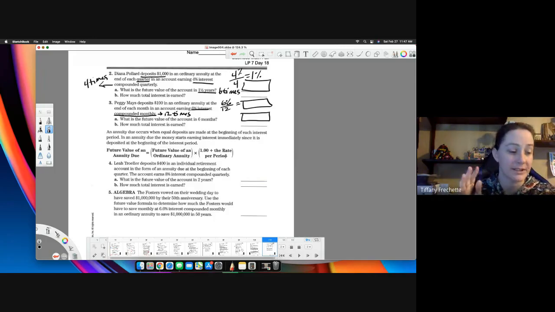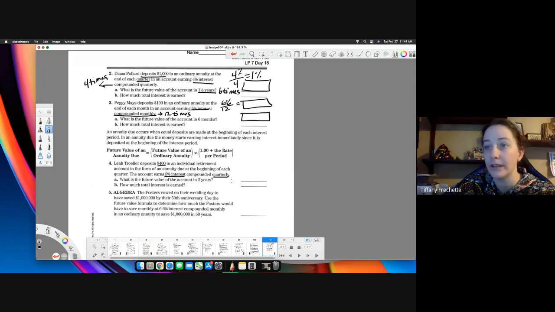So let's go ahead and take a look at this one real quick. So we have Lee Troiler deposits $400 in an individual retirement account in the form of an annuity due at the beginning of each quarter. The account earns 8% interest compounded quarterly. What is the future value of the account in 2 years, and how much interest is earned?